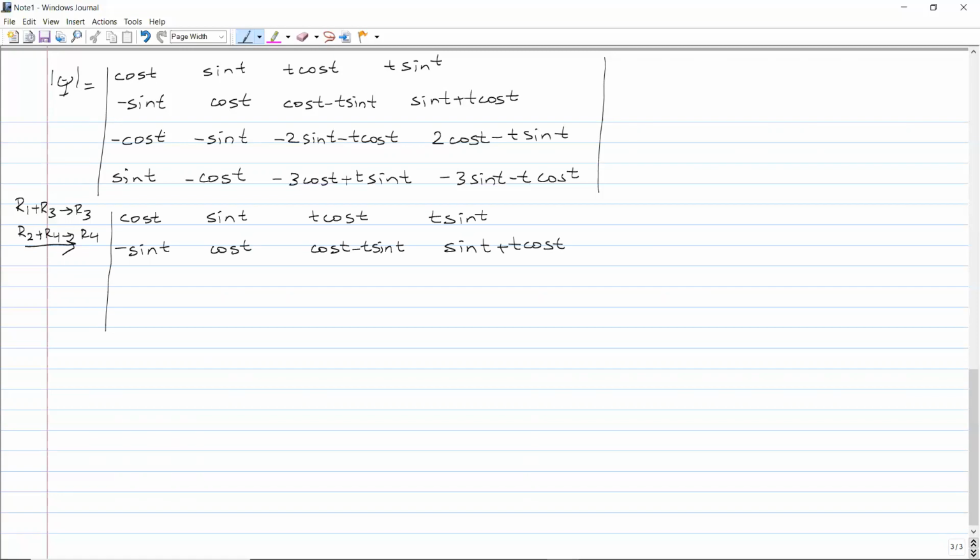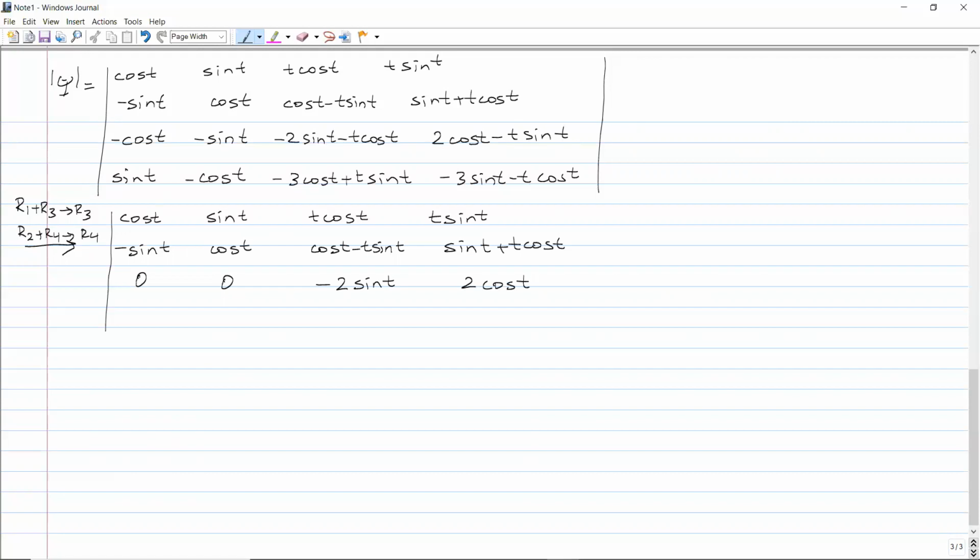So cosine t minus cosine t, 0. Sine t minus sine t is 0. T cosine t minus 2 sine t minus t cosine t. So you see the term t cosine t cancels out. We have minus 2 sine t. And t sine t plus 2 cosine t minus t sine t. The term t sine t cancels out. We have 2 cosine t.